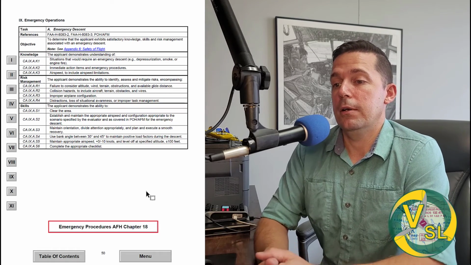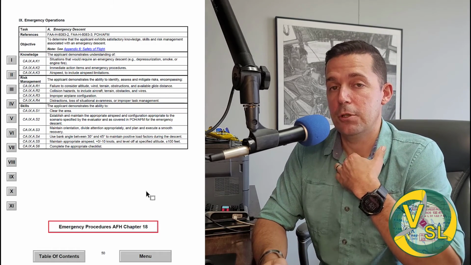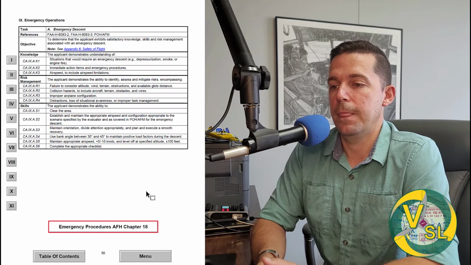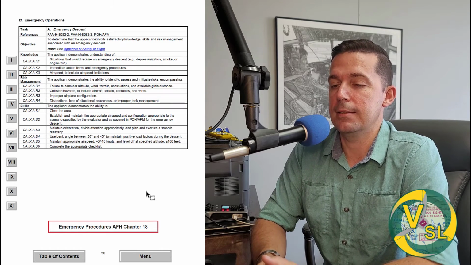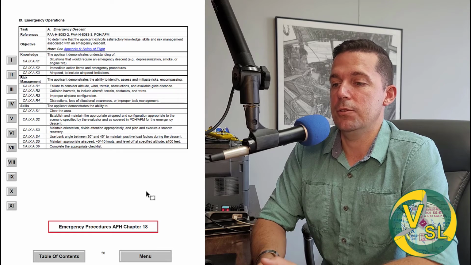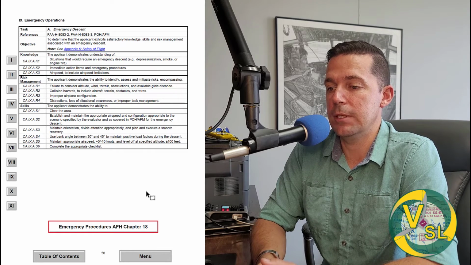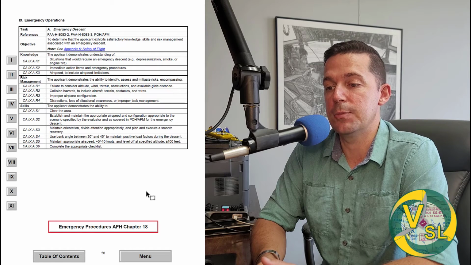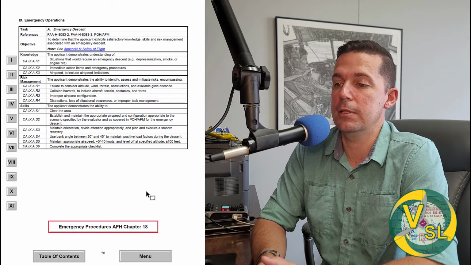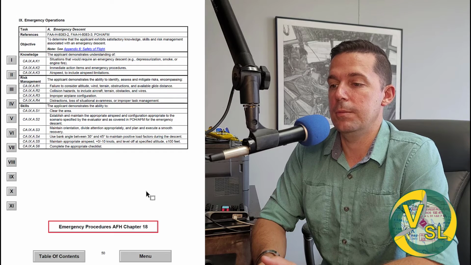All right, we are on to Area of Operation 9, which is emergency procedures. The first task here is emergency descent. We have 6 skills with this. Skill 1, clear the area. Skill 2, establish and maintain appropriate airspeed and configuration appropriate to the scenario specified by the evaluator as covered in the POH for the emergency descent.